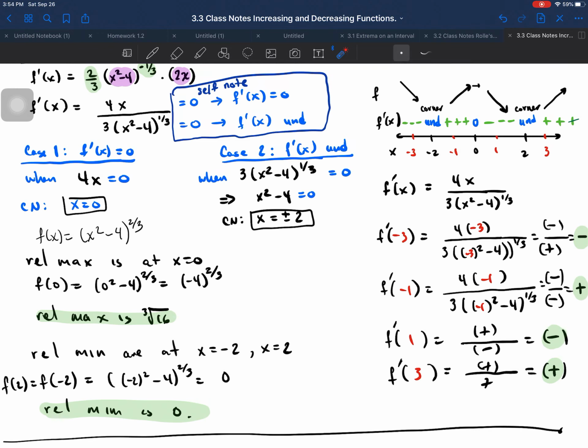The relative min is found by plugging in -2 and then also plugging in 2 into the original function. And because this is being squared, it's not going to make a difference. They're both going to be the same thing. So 4 minus 4 is 0. 0 to any power is 0. So the relative min is 0.